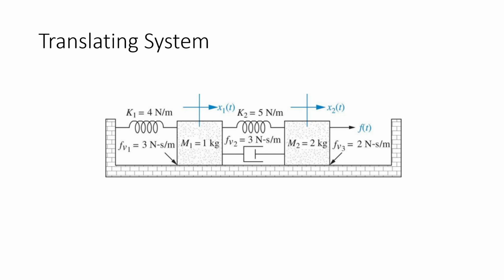These are being pulled to the right by the force F of t with the dampeners K1, K2, F of V1, F of V2, F of V3, as well as being dampened by the masses themselves. The mass of the first one is 1 kilogram, the mass of the second one is 2 kilograms.